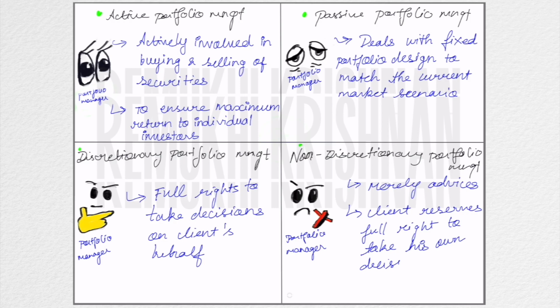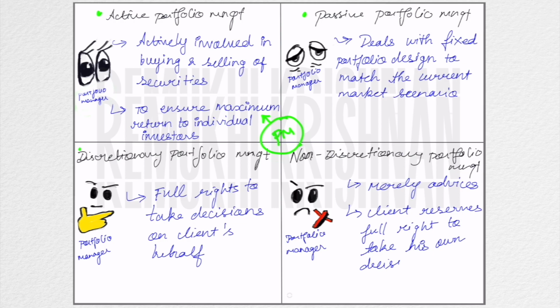Under active portfolio management, the portfolio manager will be actively involved in buying and selling of securities. Based upon the market performance, he will be buying and selling the securities. The main objective here is that he will ensure the individual, investor, or entity who provided the funds will get the maximum return and the risk will be minimized.